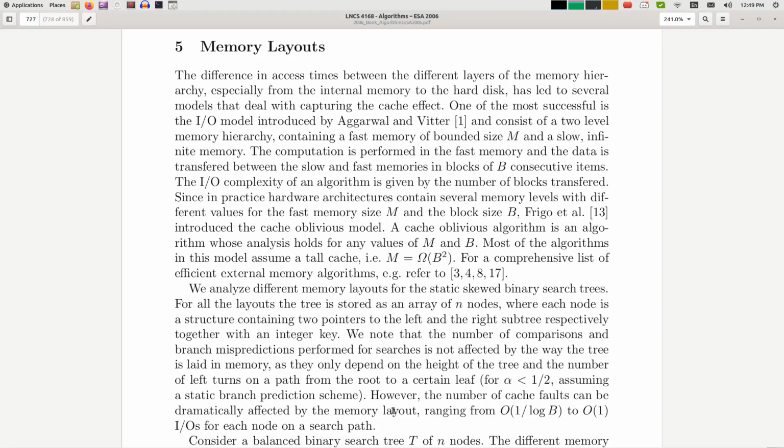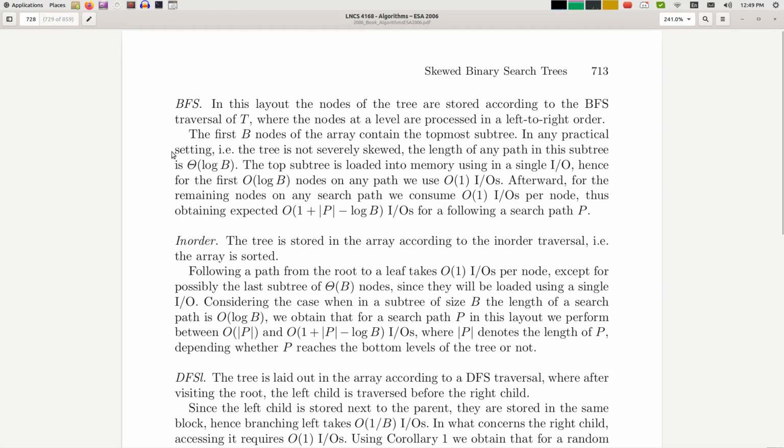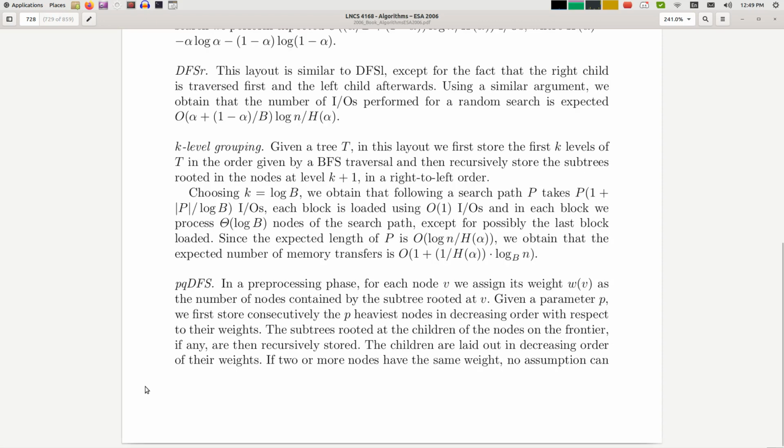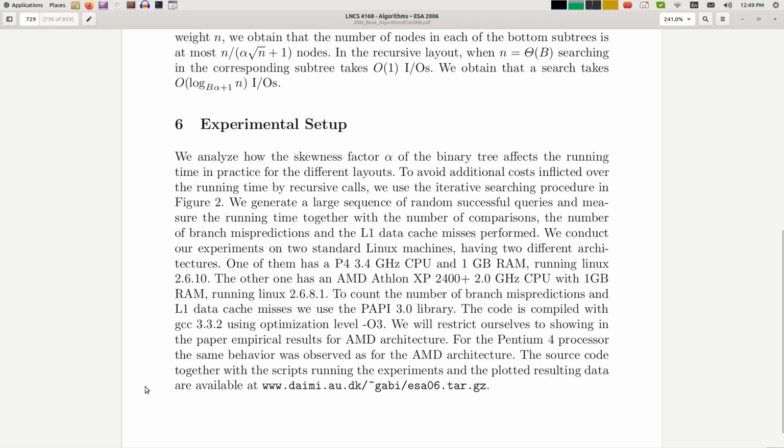Okay. Again, in the paper there is a huge discussion of how you lay out, let's say, random, BFS, in-order, DFS, etc. I'm going to skip those, even though they carefully analyze the behavior of each layout in the memory. So let's go to the experiments and see if all this theory actually holds.